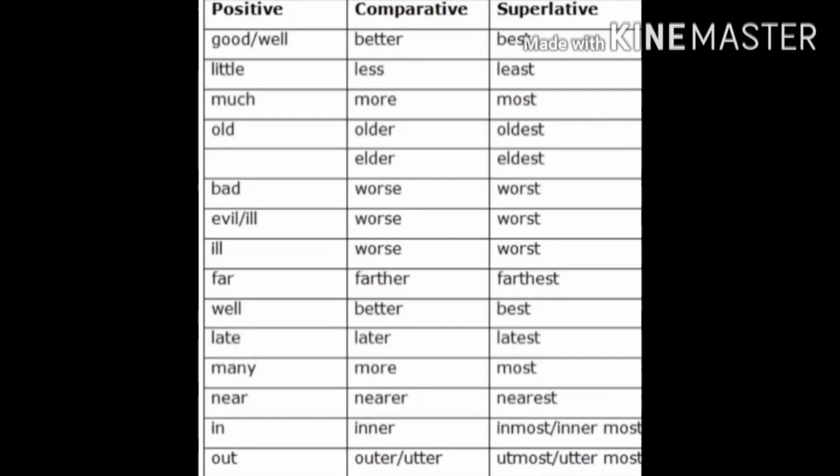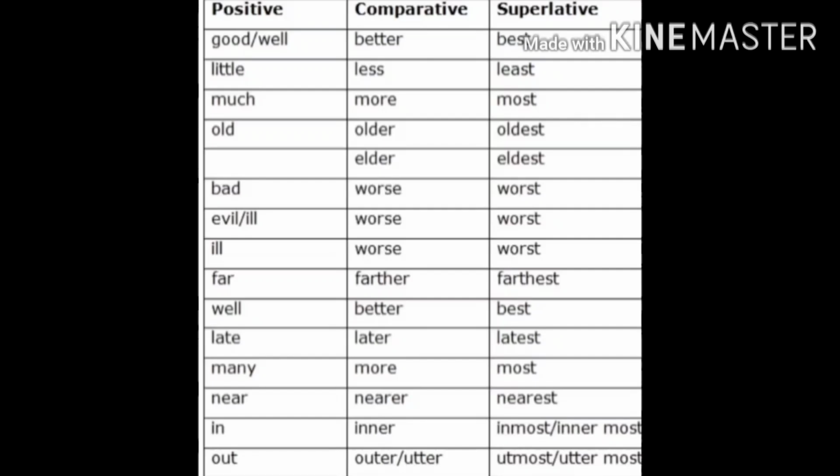Just have a look at these adjectives, and there's something special about these adjectives. They are exceptions. And these adjectives are called irregular adjectives. The words like good, little, much, old, bad, etc. They are irregular adjectives. They are irregular because we cannot add er or est to compare. So these adjectives are called irregular adjectives.